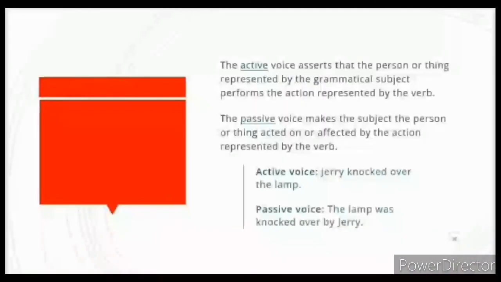In English class, we are taught the difference between active and passive voice. The active voice asserts that the person or thing represented by the grammatical subject performs the action represented by the verb. As in the sentence, Jerry knocked over the lamp, Jerry, the subject of the sentence, acts in relation to the lamp. While in the passive voice, this makes the subject the person or thing acted on or affected by the action represented by the verb, like the lamp was knocked over by Jerry.